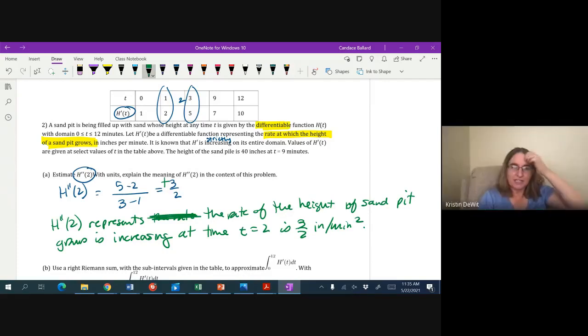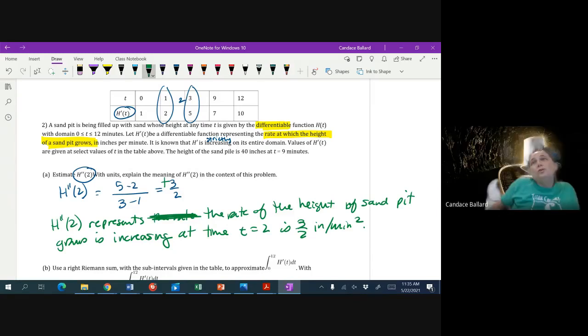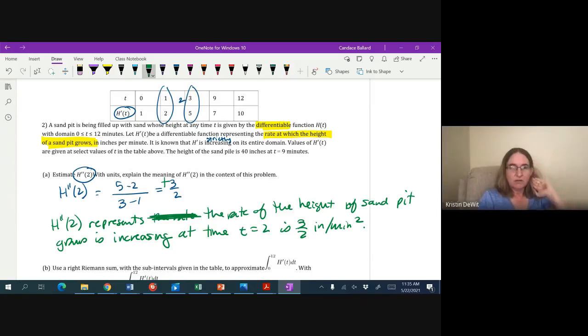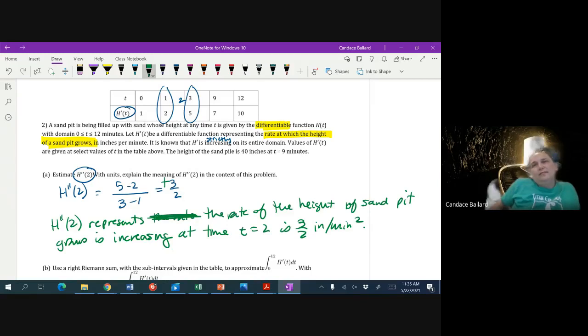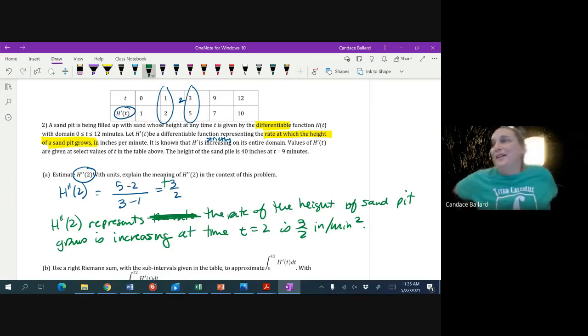I always think of it as, if it's increasing, that's already talking about the derivative. True. And that's where I probably lost it this morning when I first did it. All right, we're going to talk about part B.